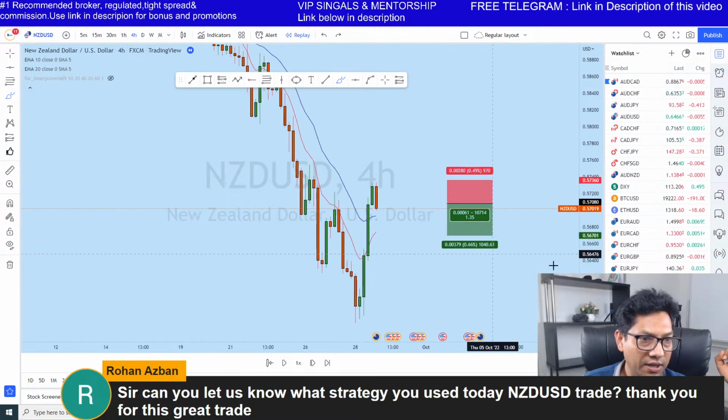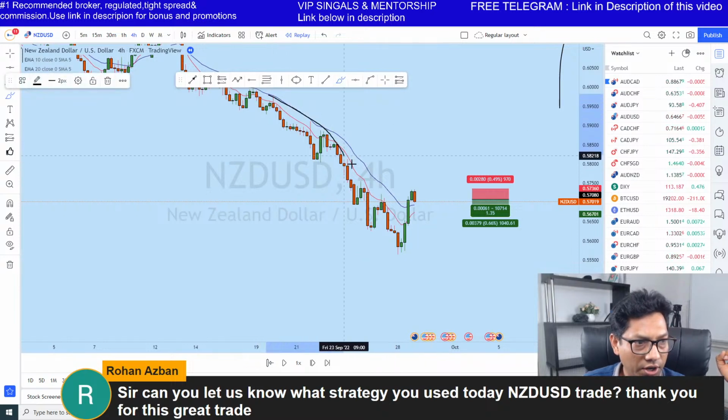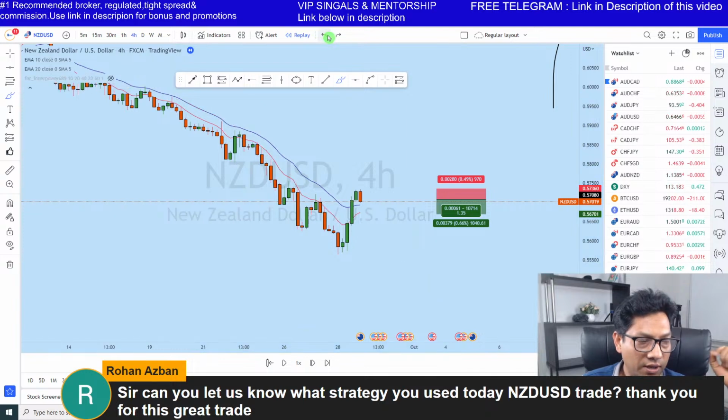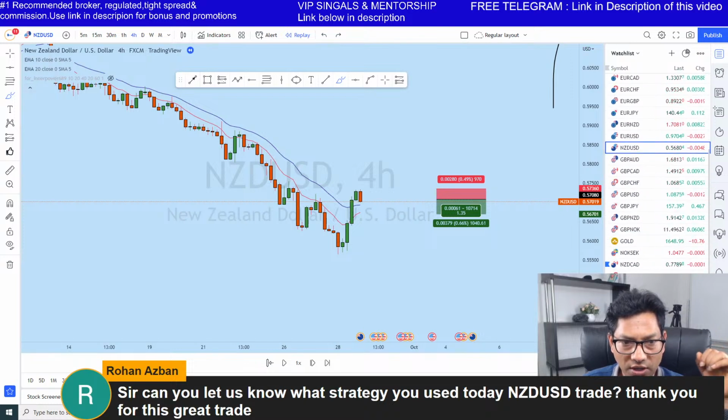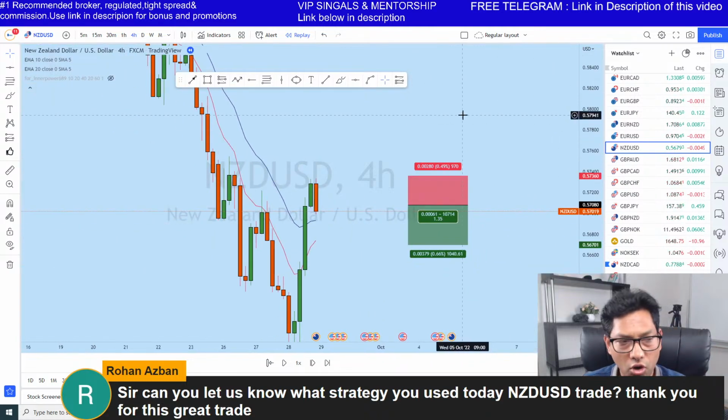So what happened is that it basically broke the local structure. Keep in mind that a trend is not built in one day, and do not expect a trend to end in one day. This is the key point that you need to always pay attention to when you are trading, guys and girls. Because a trend is not built in one day, it shouldn't end in one day.